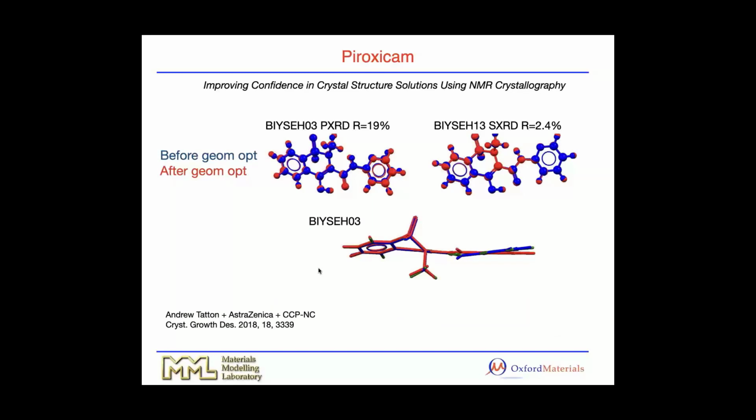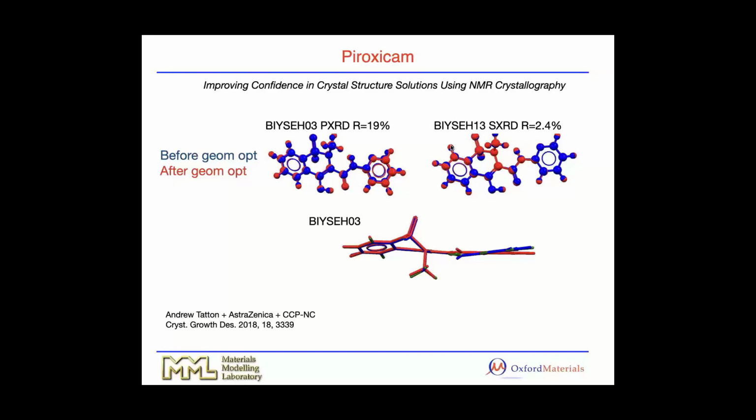Here's an example that we did with AstraZeneca, published a couple of years ago. And here they were concerned because if you look at this particular pharmaceutical compound, this is its Cambridge Structural Database name, BIYSEH03. For this particular compound, there were a number of deposited structures in the database, and some of them had rather poor R factors. Okay, the question is, which should you trust?